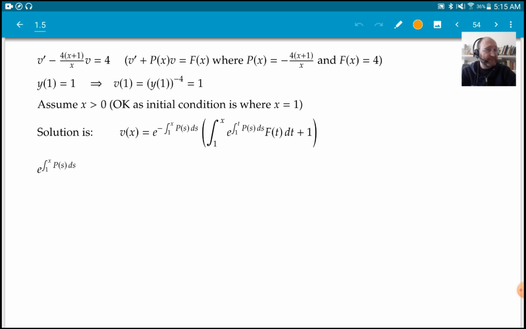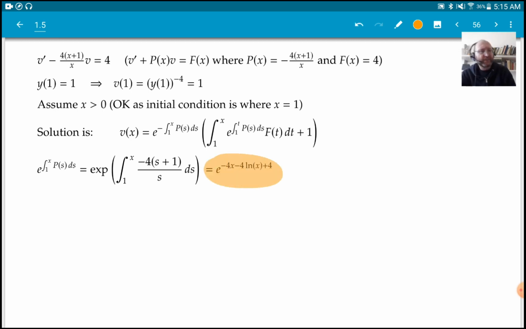Let's simplify that a little bit, of course. So let's figure out what the integrating factor is. We just need to figure out what this integral is, and that's easy. Just distribute the fraction, right? You have -4 times 1 over s. You know that's easy to integrate. Then you take the exponential, you get this, right?